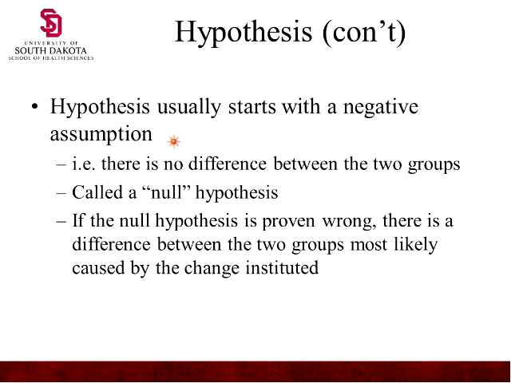Hypothesis usually starts, as I said, with a negative assumption, i.e. there's no difference between the two groups. And we call that the null hypothesis. Null is actually another term for zero, or negative, or not, if you will. If the null hypothesis proves wrong, then there is a difference between the two groups, most likely caused by the change instituted.